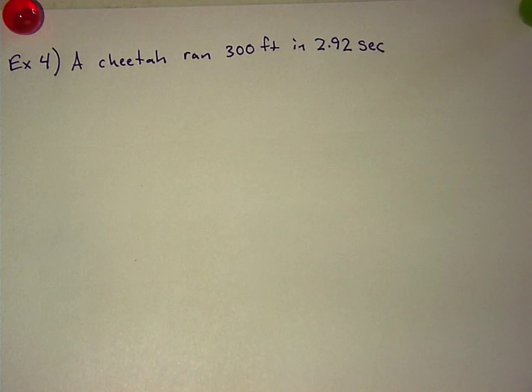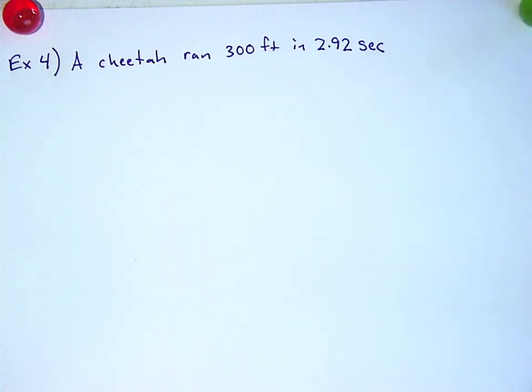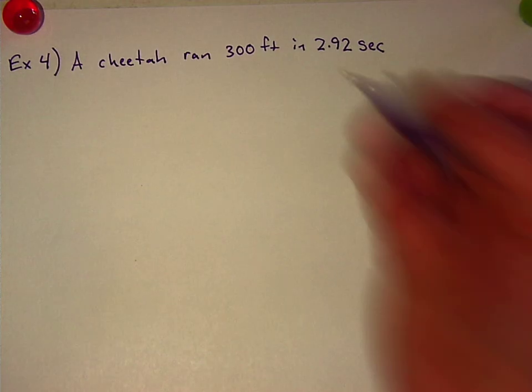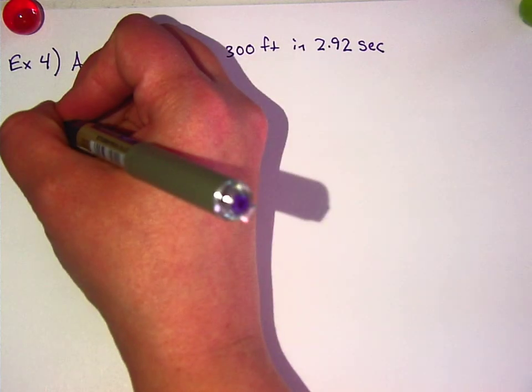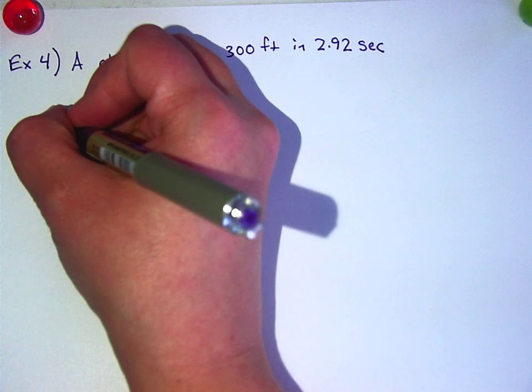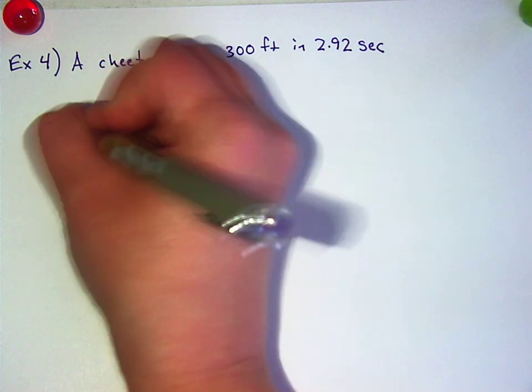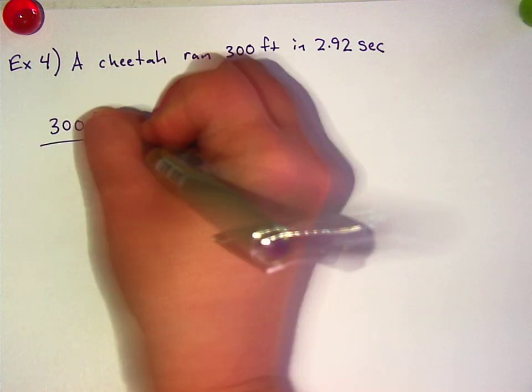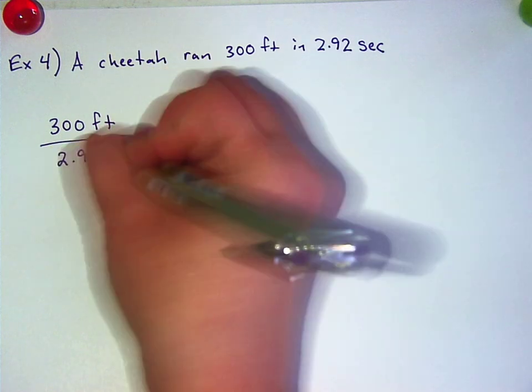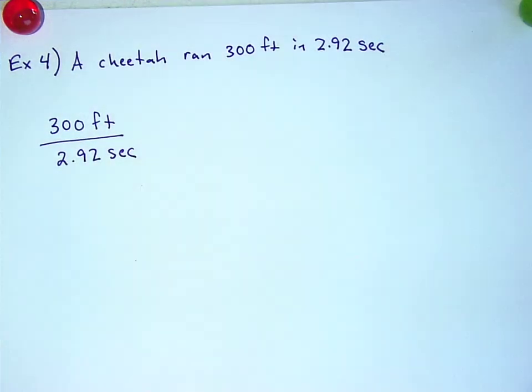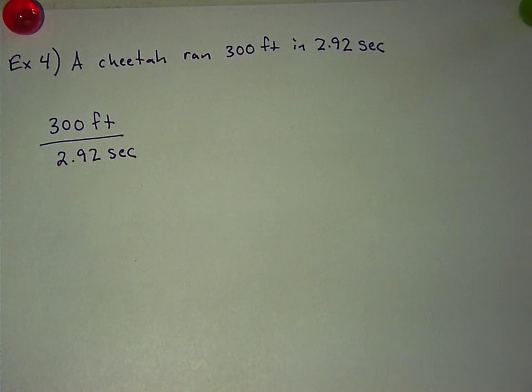hard time visualizing that because normally when I think about speed, I think in what? Miles per hour. So we're going to change this to miles per hour, and this is going to be difficult, so you're going to have to stay with me, okay? Everyone, we're writing it out this way. Don't just watch, write it out too. So everybody write 300 feet on top, 2.92 seconds on the bottom. Okay.